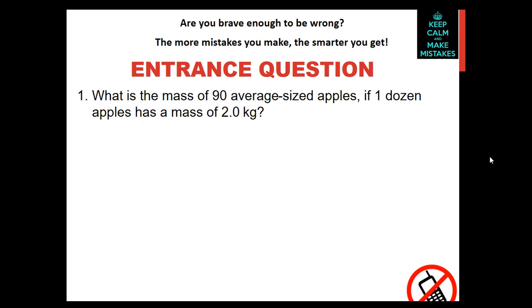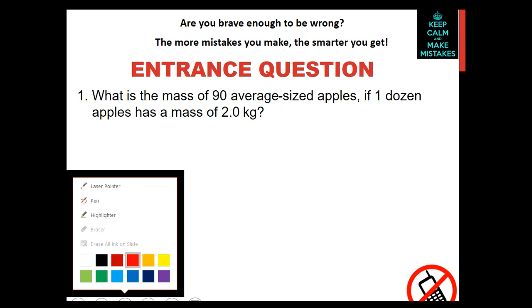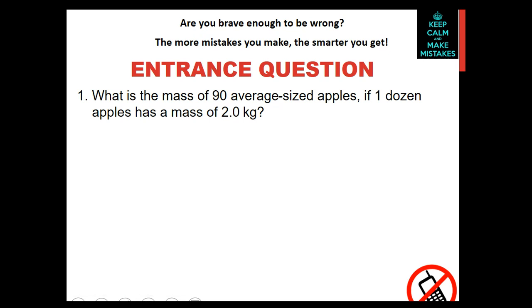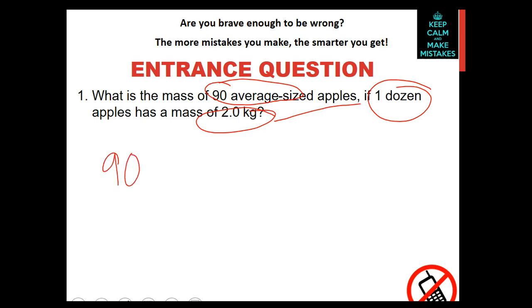So if it says, what is the mass of 90 average size apples if 1 dozen has a mass of 2 kilograms, then, let me pull up my pen right here. Let's do red because that's easier to see. 1 dozen has a mass of 2 kilograms. That's a ratio right here. That's my conversion factor. So that means that my given is 90 apples. All right, so I apologize already. This writing is going to be really bad because I'm using a weird stylus. So 90 apples.